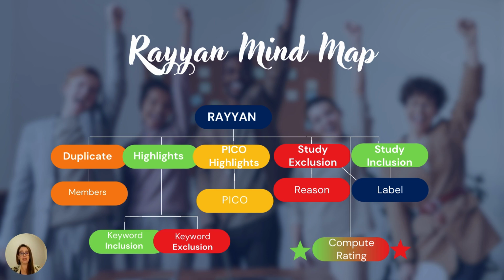Last but not least, the computer rating function. After selecting a few studies and calibrating the selection process, you can run the computer rating function to ensure consistency. This mind map will help streamline your study selection process.